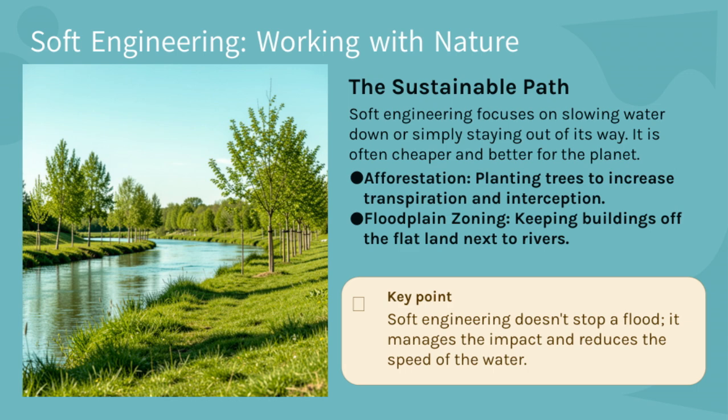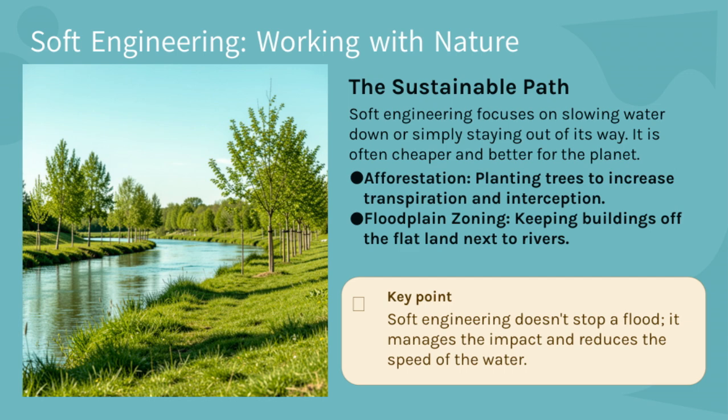Another example is floodplain zoning. Floodplain zoning means controlling what can be built on floodplains. High-risk areas may be used for parks, sports fields, or farmland instead of housing estates or hospitals. This does not stop a flood from happening. Instead, it reduces the damage when a flood occurs. That is a key point. Soft engineering does not always stop floods. It manages the impact and reduces the speed of water movement.